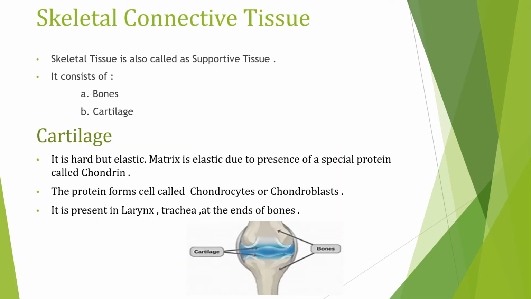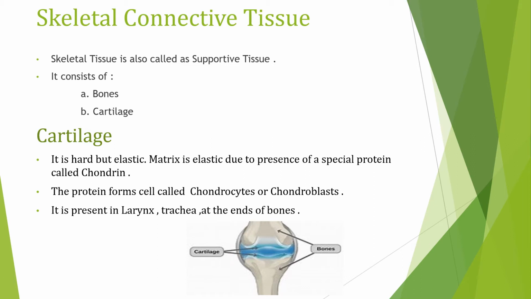So the next important tissue is skeletal connective tissue. Skeletal connective tissue is also called supportive connective tissue. It consists basically of bones and cartilage. Now let us study about cartilage. Cartilage is hard but it is elastic.